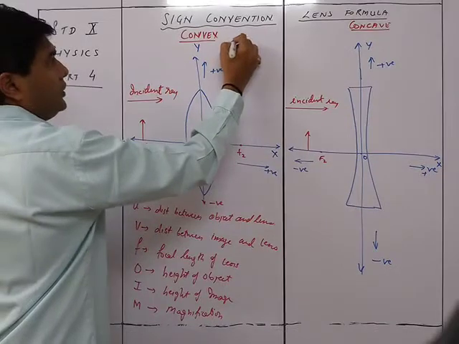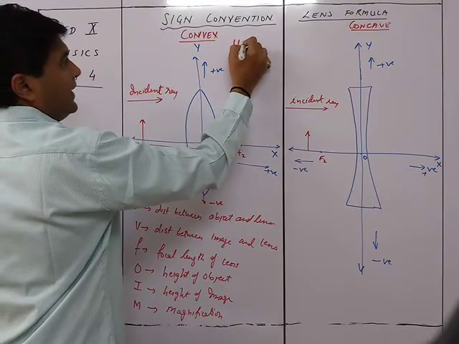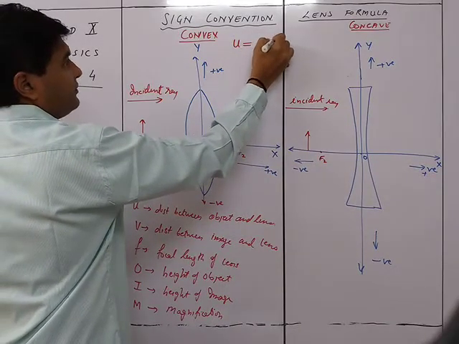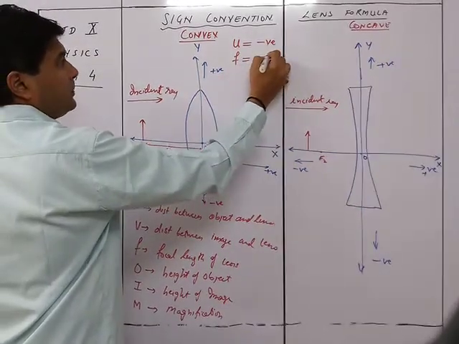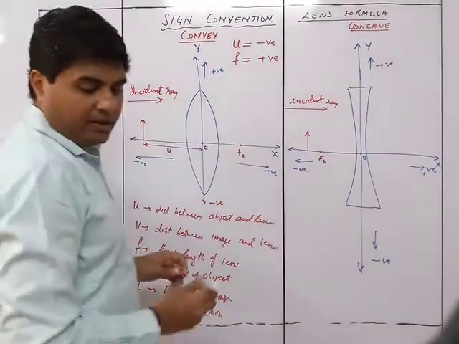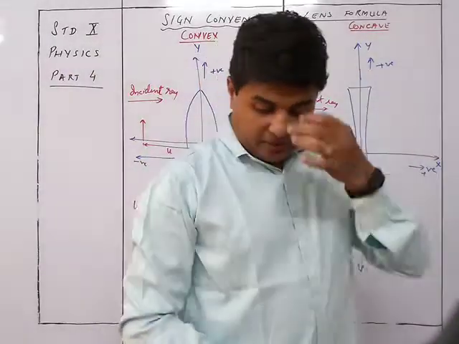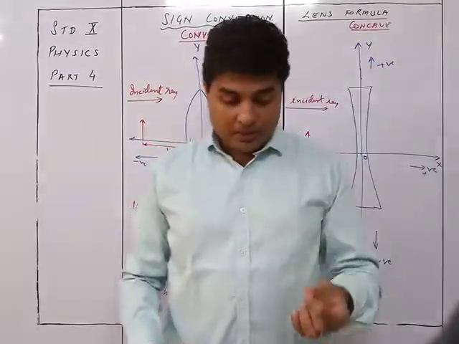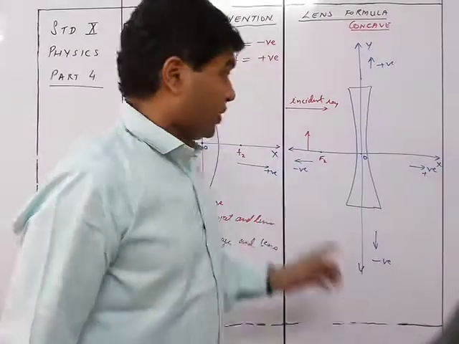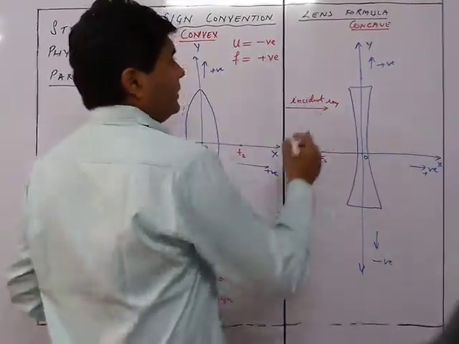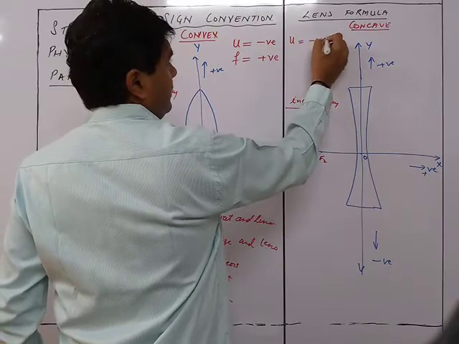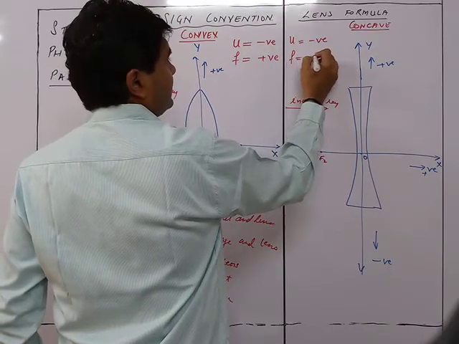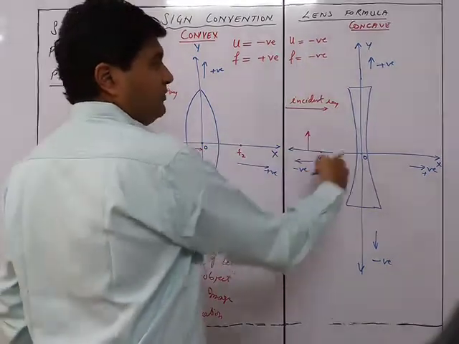We get over here, U is always negative, F always positive. Okay, U will always be negative, whereas F will always be positive in case of convex. Here what will happen? Here U is always negative, and F is also always negative. F is over here, which will be negative.